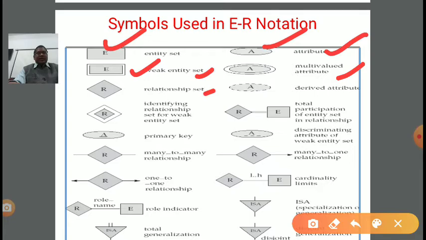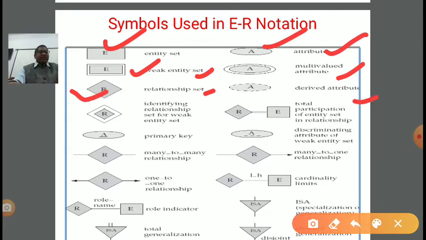Next is relationship set. For relationship set we use a diamond shape, and the relationship set indicates the relationship between entities. If there are two entities involved, it is a binary relationship. If there are three entities involved, then it is a ternary relationship. And we can convert our ternary relationship into an equivalent binary relationship with the help of the aggregation concept, which we already covered in the previous class. So to represent the relationship, a diamond shape is required.